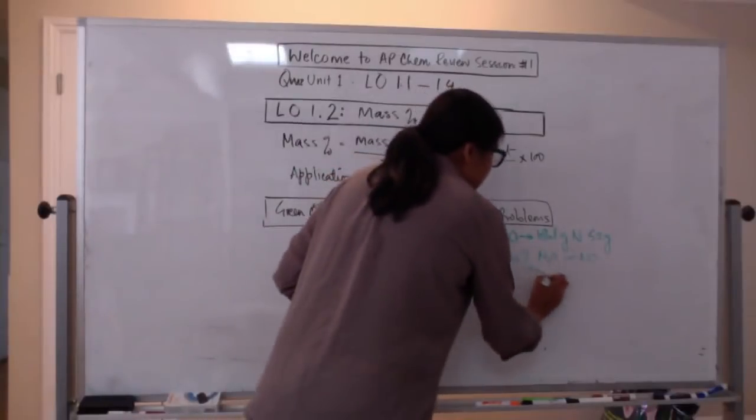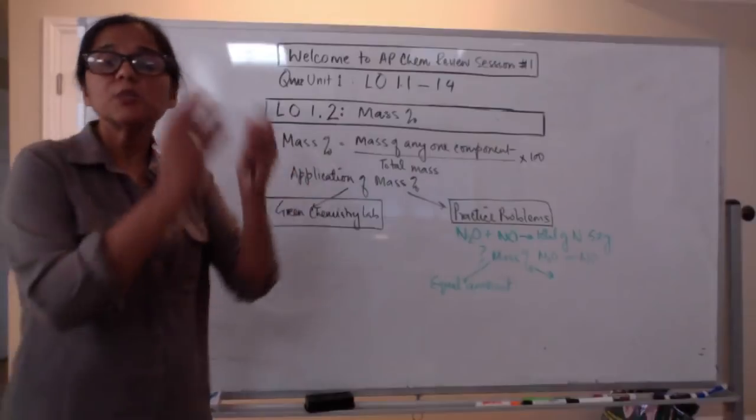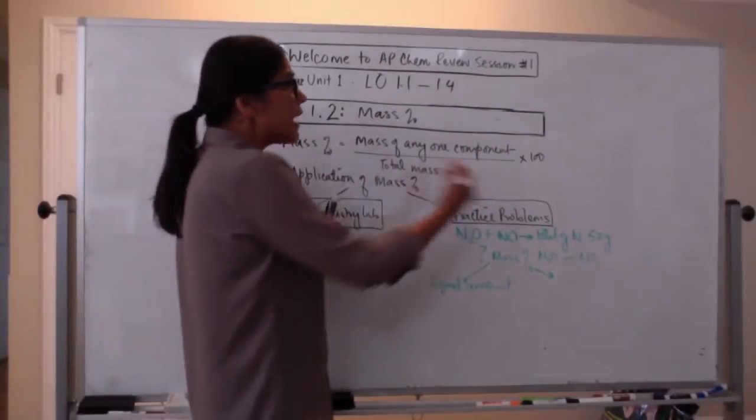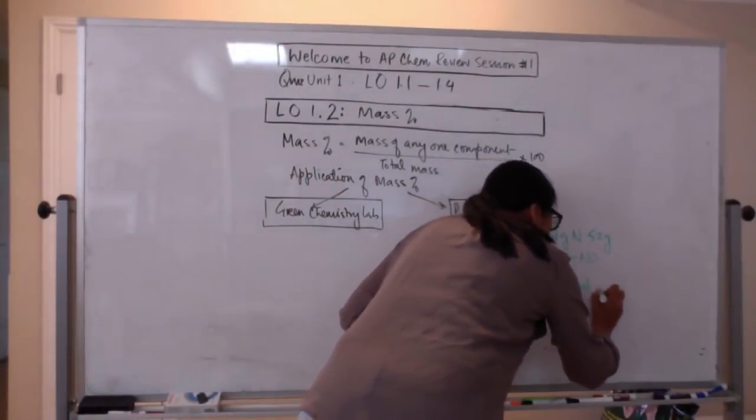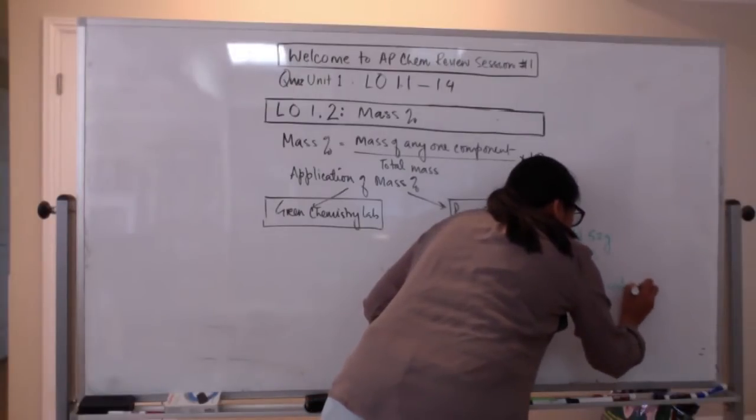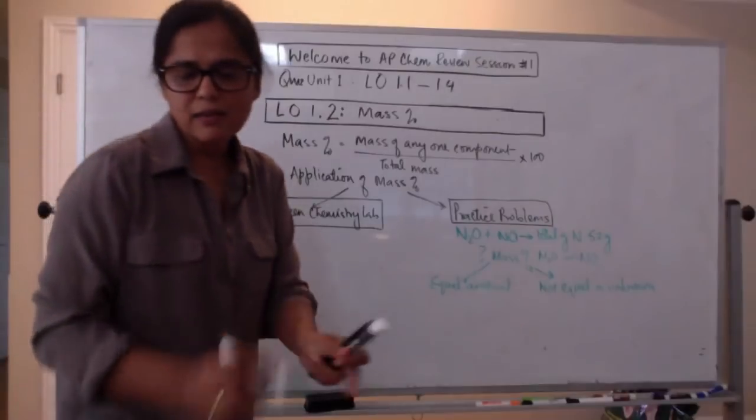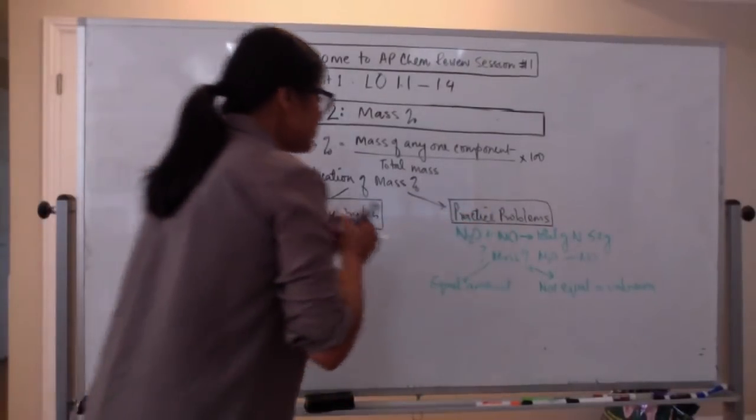Or they may say they do not know how much N2O and NO is there. It's just been mixed together. It's not certain that they are in a 1-to-1 ratio, and now find its mass percent when they are not equal or unknown. Now, how do we do each of these? I will tell you the plan, and then you can solve them on your own.